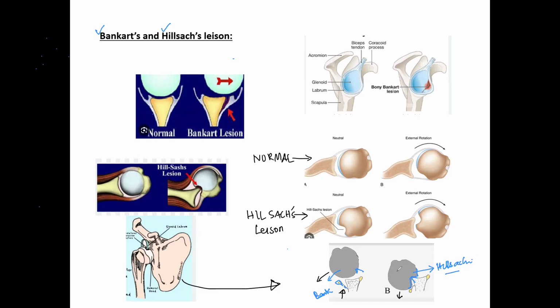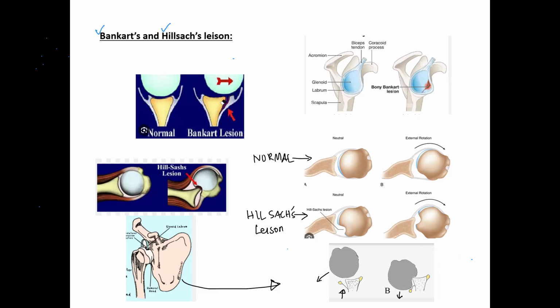Hill-Sachs lesion is over the head. H for head. Hill-Sachs lesion, head of the humerus. The opposite is Bankart's lesion. It is happening over the glenoid labrum. So these two lesions are very important in your exam because you need to remember, and these are the causes of patients having recurrent dislocation. So head is Hill-Sachs lesion. Glenoid is Bankart's lesion.